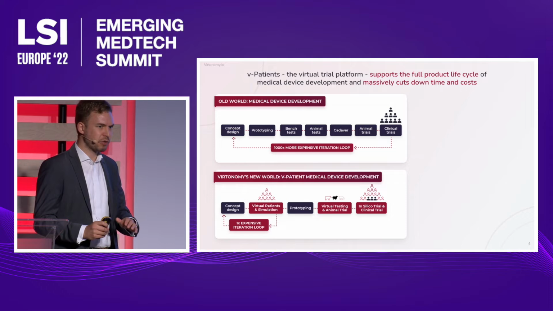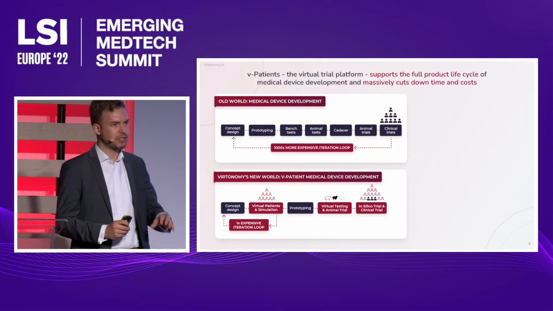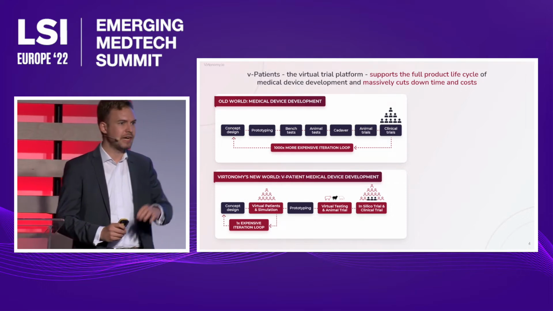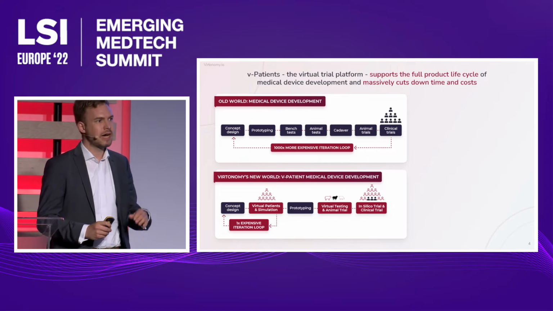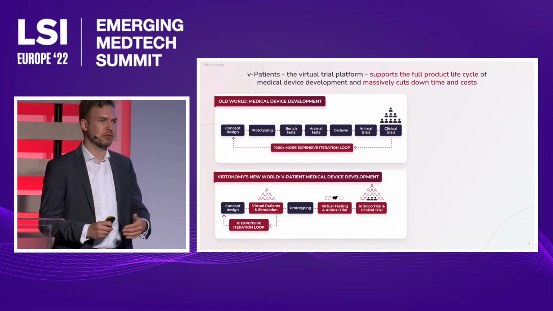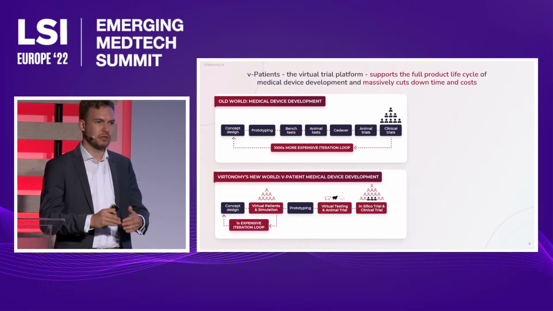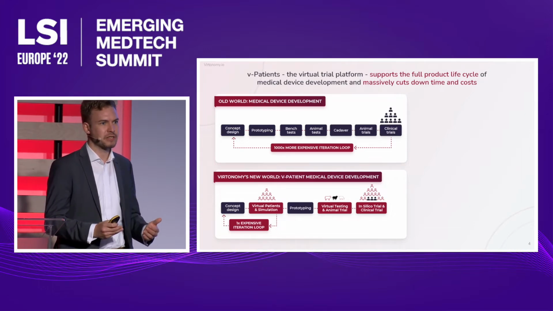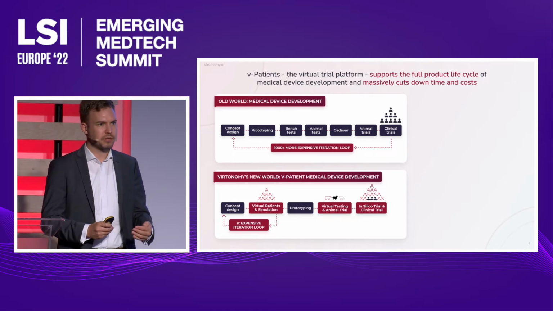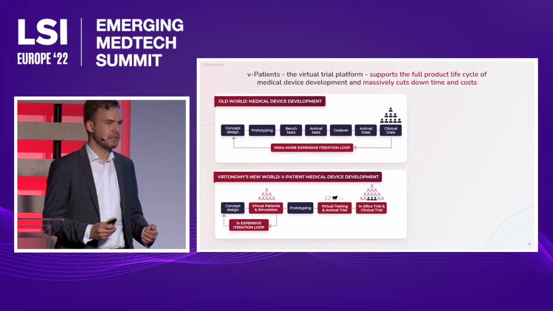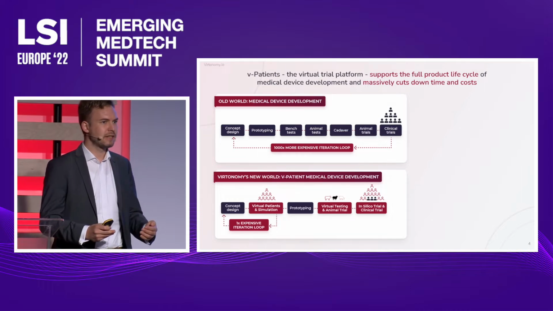And this is how it looks. The conventional process goes from the concept over bench testing, prototyping, bench testing, animal testing, cadaver studies, until after many years and with high cost, for the first time the device is tested in a human being. When you fail here, you have to go back to the concept. With our approach, it's possible to test the device early on, even before prototyping, using these virtual patients and simulations. And then also to substitute, eventually replace experimental testing and animal testing, and to refine and expand the clinical trials.